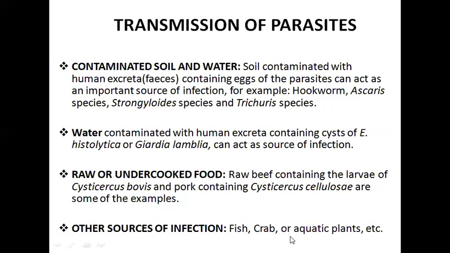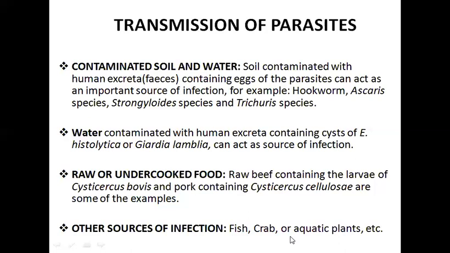Then coming to contaminated soil and water. Soil contaminated with human feces containing eggs of the parasite can act as an important source of infection. For example, in case of the roundworm Ascaris species, and Trichuris trichiura. Then water. Water which is contaminated with human feces can also be responsible for causing infections, like in case of Entamoeba histolytica and Giardia lamblia. The contaminated water needs to be ingested.